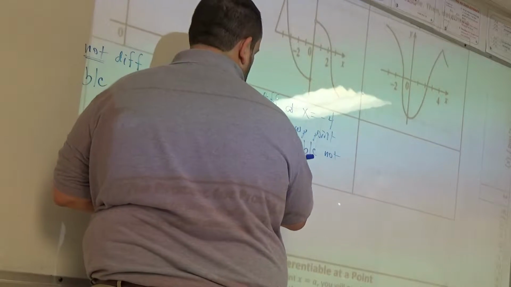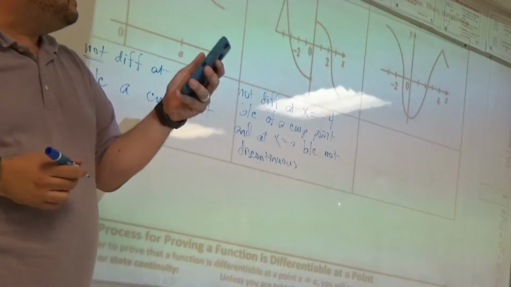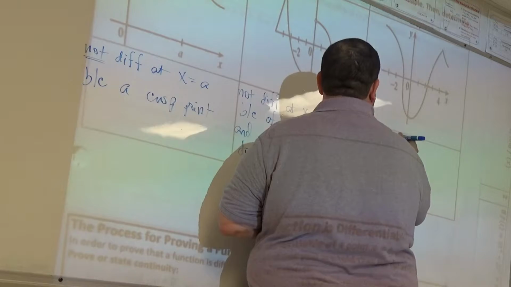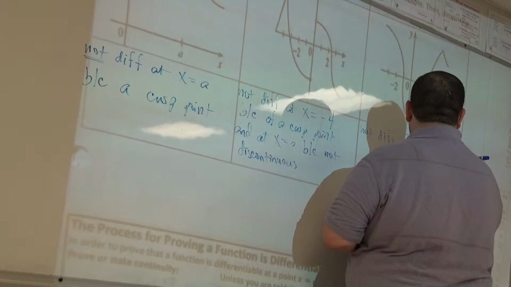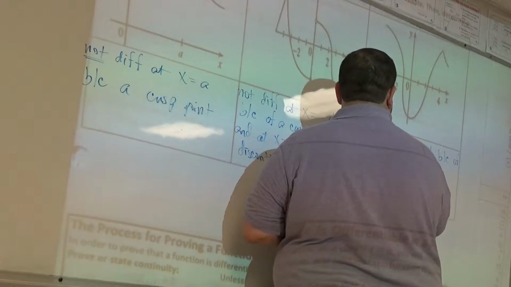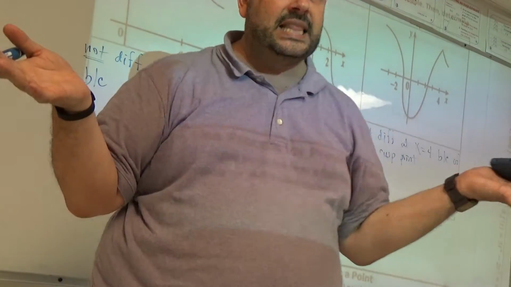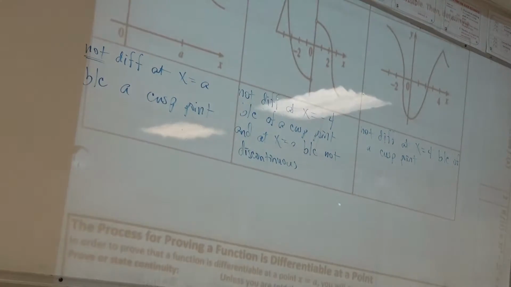All right, good. All right, graph number 3, Rombier, not differentiable where? At x equals 4. Tell me why, Rombier. Because of the cusp point. Okay. Is everybody feeling like visually this is easy stuff? Right, you can see it, you're like, it's not continuous? Good. Cusp point, good. Now, we talked about there's one other reason. What was the other reason?